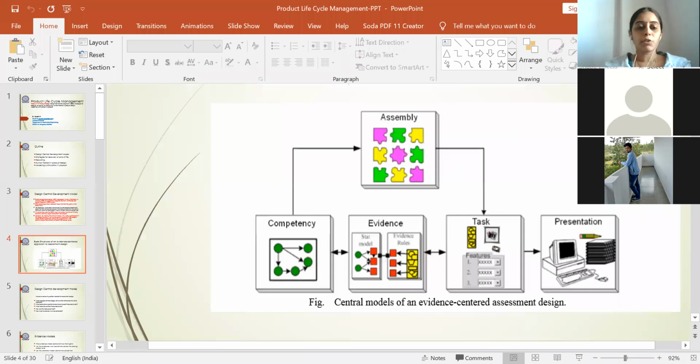So this is about the central development model. If they ask, you have to draw the sketch and explain also when it was originated. All those things you have to explain. Okay.